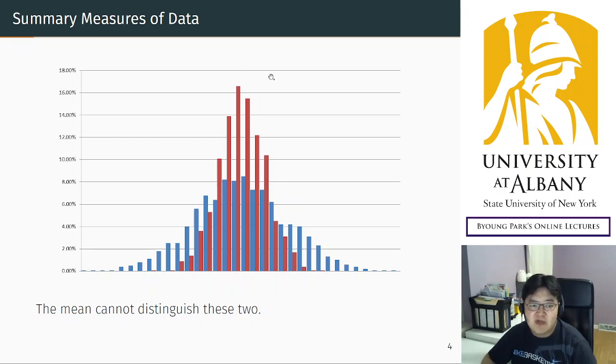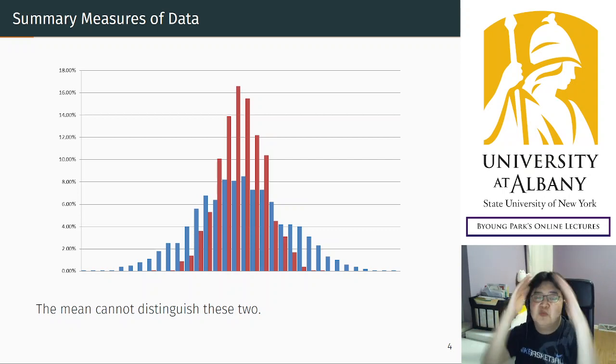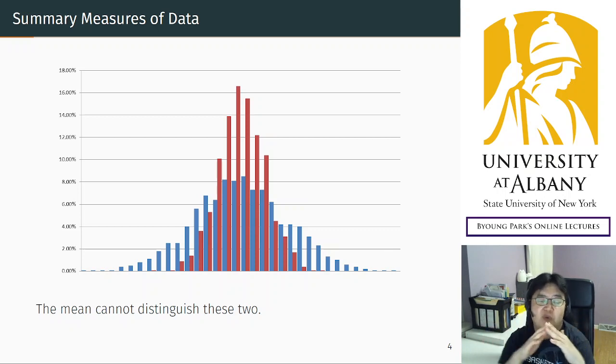So even if the red and the blue are located around the same point right here, so even if they have the same mean, however, their main difference is the spread from the mean. So the red is more concentrated around the center, but the blue is more spread out, further away from the center. That's what differentiates these two histograms.